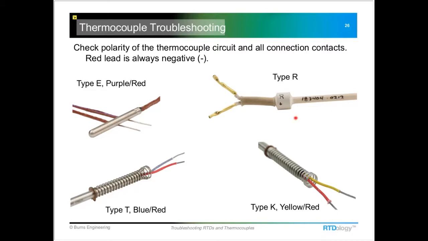On a type R, this can be a little more difficult to see. This manufacturer has it labeled R with a plus, and I assume the plus is this lead here, but it might be a little bit difficult to see this and figure it out. The type T, they're blue and red. Here you can see that this one's obviously a blue lead, so it's going to be the plus. Type K, another real popular type, is yellow and red. Type J, those are red and white.